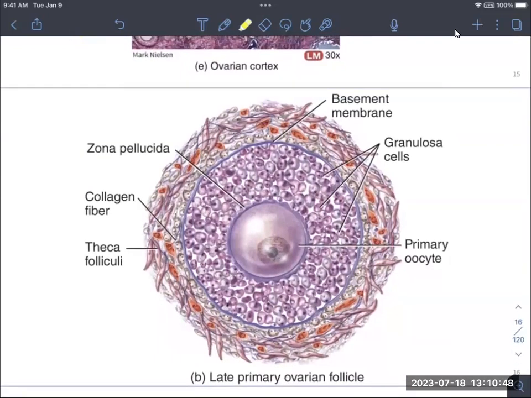As this primary oocyte continues to mature, we get those granulosa cells that surround this cell. That zona pellucida starts to become apparent here in purple. We also start to develop some of these theca cells. So we're developing all of these different cells that are coming together to help this oocyte mature.